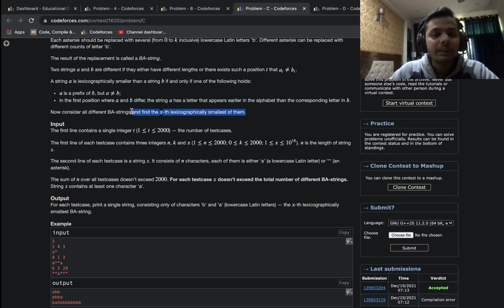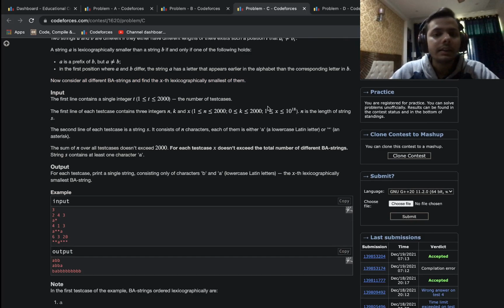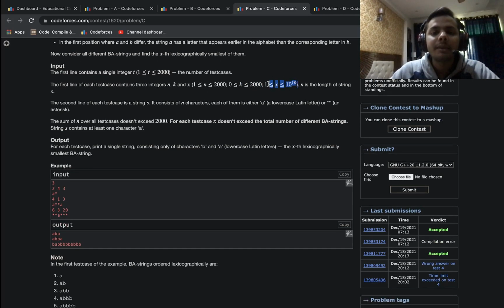So out of all the BA strings that can be formed from the string that is given to me, I need to output the xth lexicographically smallest string. Also, the constraints are important here. That is, the value of n is up to 2000 and the value of k is also up to 2000. So that seems relevant to me. And x can be up to 10 raised to the power 18.